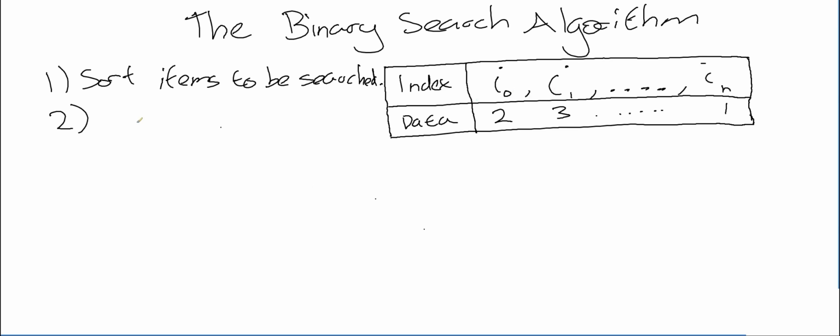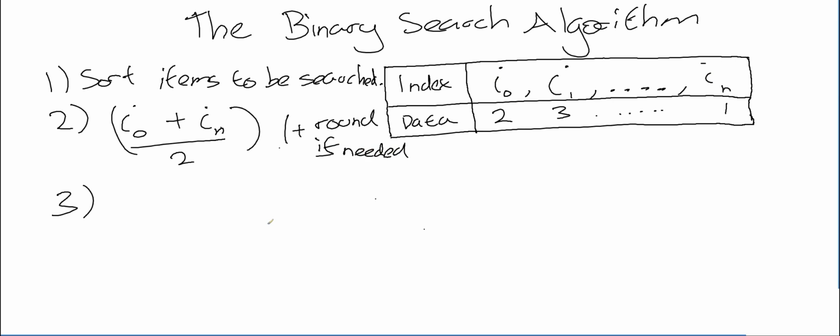And what we've got to do first of all is do index 0 plus index n, divided by 2, and this should give us the index of the midpoint of our list here. We might have to round this up to get a whole number. The actual numbers you're going to be using in this calculation are the numbers of the index. So say our list was 10 items long, this would be 0 because we're at index 0, and this would be 10 because we're at index 10. So plus round if needed.